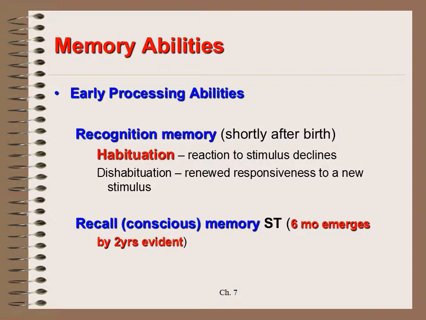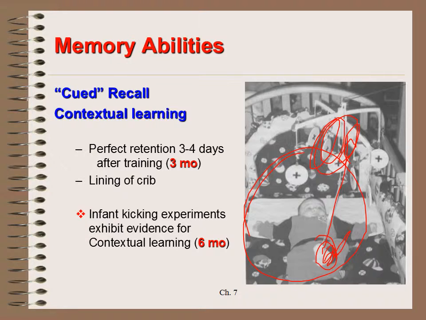Recall memory doesn't happen till a little bit later. Like I just said, recognition is more primitive. So recall takes a little bit more time to become evident, around 2 years of age. And like I said, language. Not only do we have recognition and recall, but we do have another type of memory called cued recall, or contextual learning.